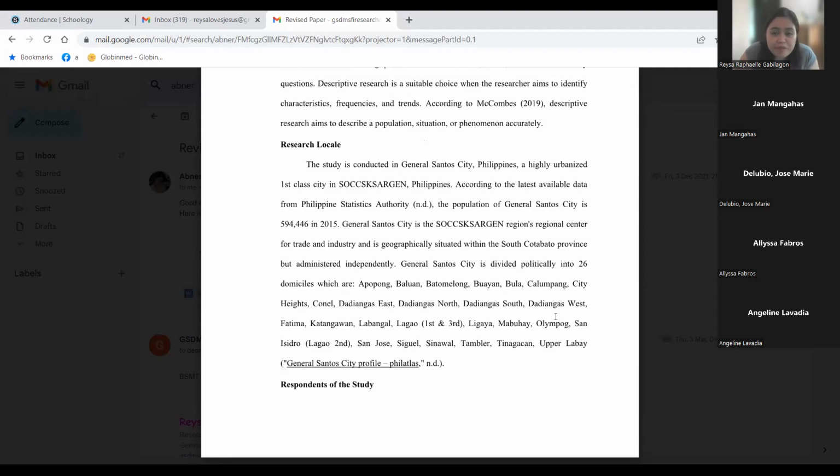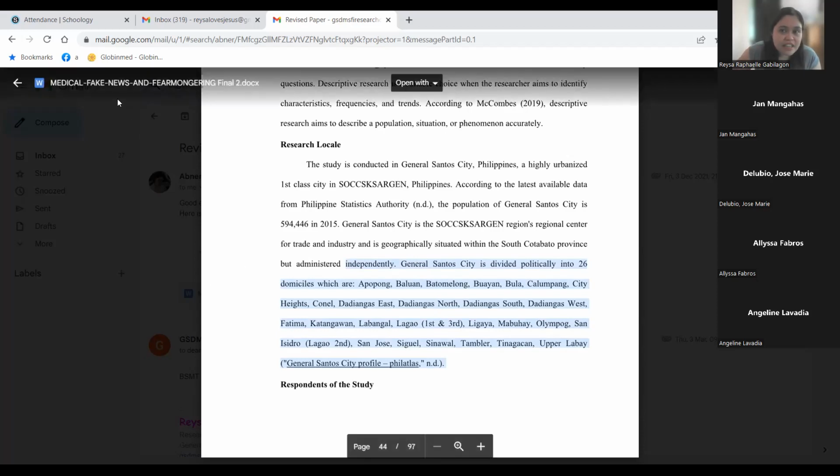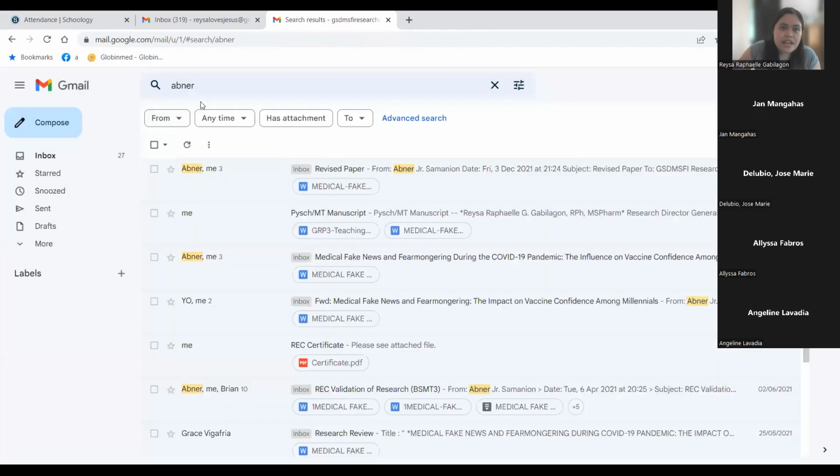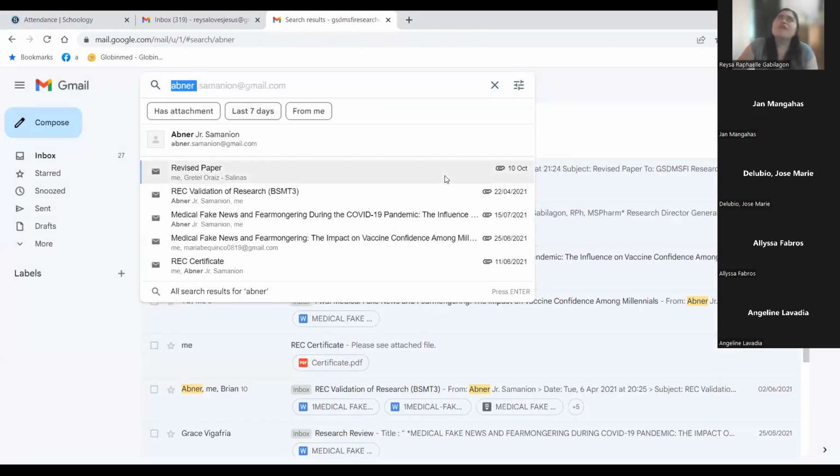So, what they have provided here in their research local is actually the description of Gensan. Where it is located, its population, and they even included the different barangays in Gensan. So, they did not concentrate on one area only. So, that is really the whole Gensan. You will provide a description. Okay? And then, let's have some more for an experimental research.